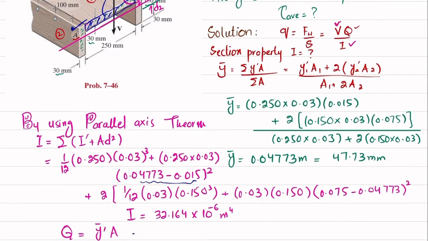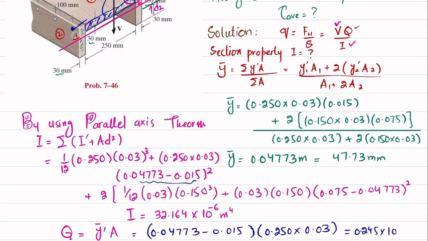So I will write it 0.04773 minus 0.015 into area. Area is 250 millimeter, which is 0.250 multiplied by 0.03. So when you calculate it, you will get Q is equal to 0.245 into 10 raised to power minus 3 cubic meter.